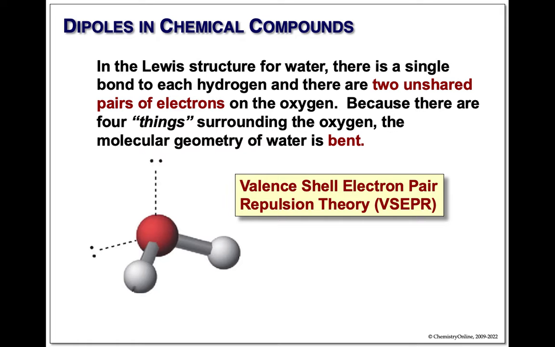What it says is you count the number of things surrounding the oxygen, the central atom. Things being electrons in either unshared pairs or bonds. The logic is these electrons are going to repel each other and get as far away from each other as they can.